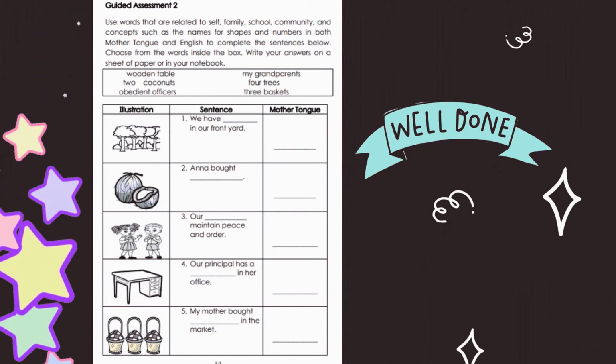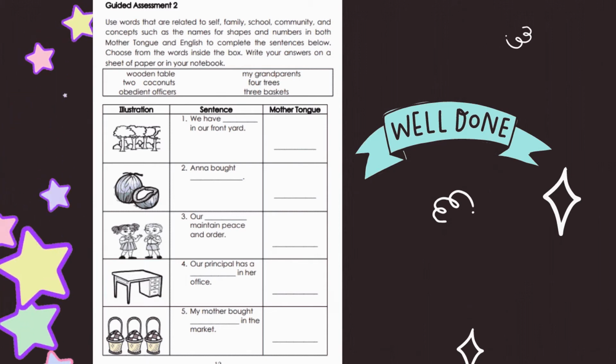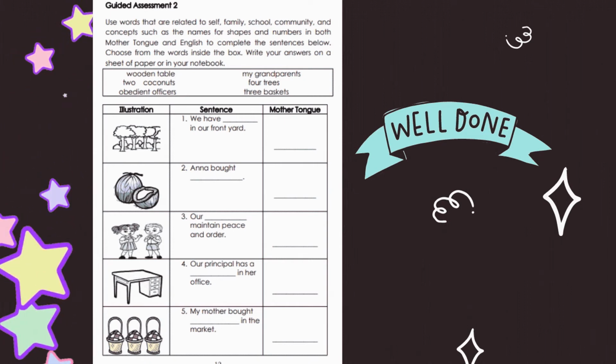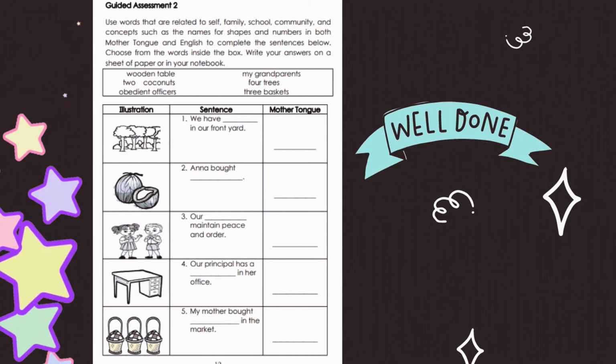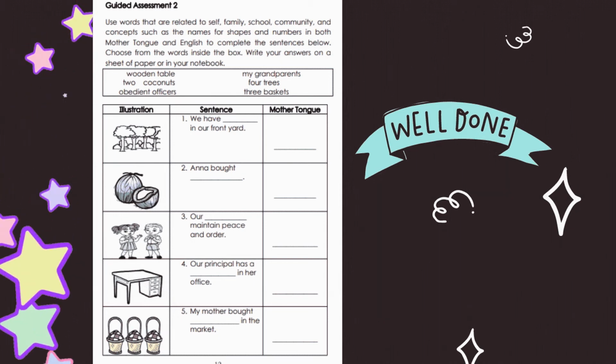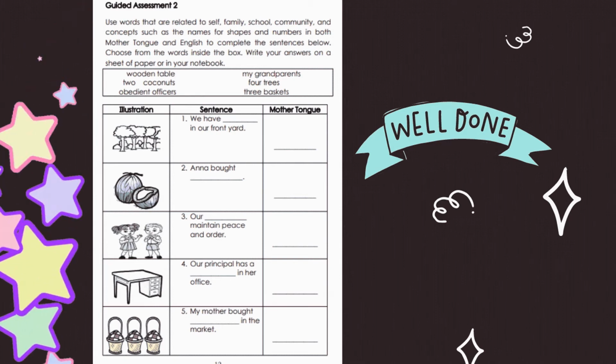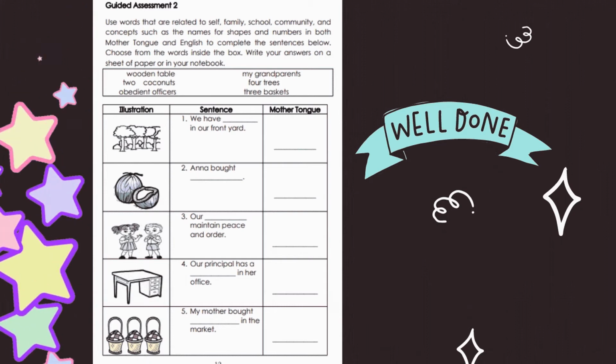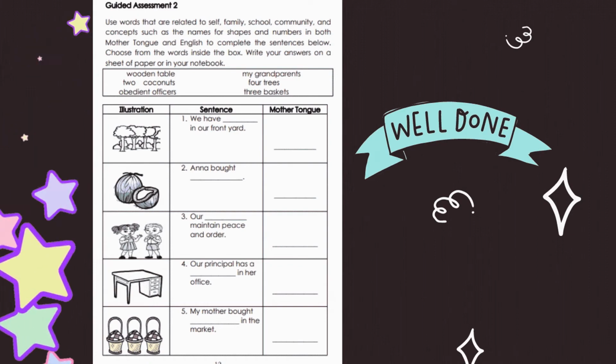Here are the sentences. Number 1, we have blank in our front yard. Number 2, Anna bought blank. Number 3, our blank maintain peace and order. Number 4, our principal has a blank in her office. And number 5, my mother bought blank in the market. And then you're going to write the equivalent words in your mother tongue or in Filipino.